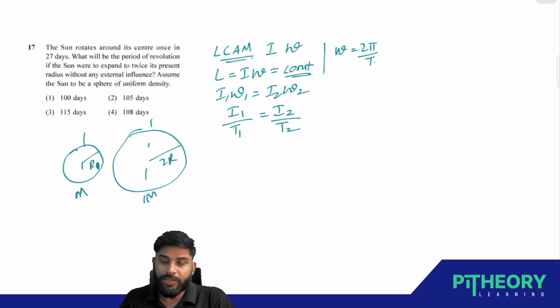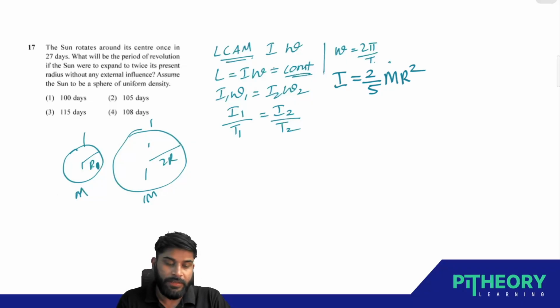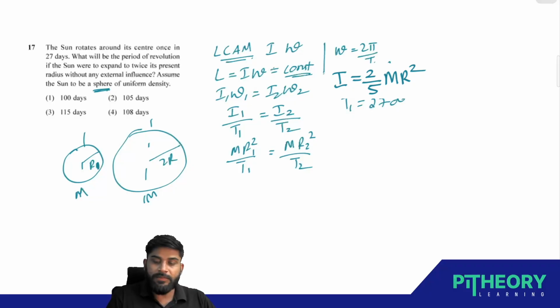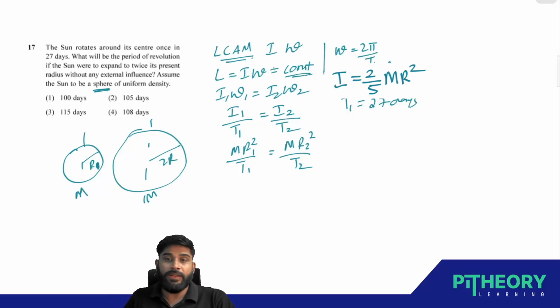What about moment of inertia? You can think of it like a solid sphere. So from both the sides, the 2 you can consider will get cancelled. So you can write mr² by T1 equals mr1² by... sorry, mr2² divided by T2. It's given that T1 is 27 days. So T2 is what we need to find here.